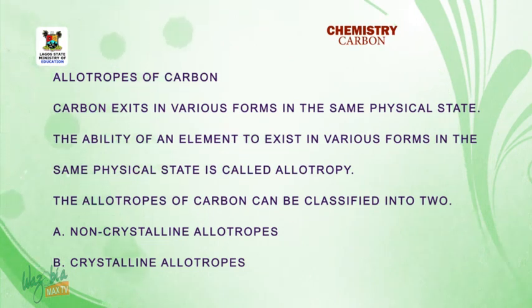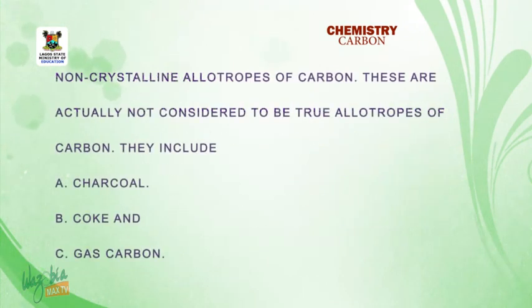The allotropes of carbon can be classified into two: A, non-crystalline allotropes, B, crystalline allotropes. Non-crystalline allotropes of carbon. These are actually not considered to be true allotropes of carbon. They include A, charcoal, B, coke, and C, gas carbon.